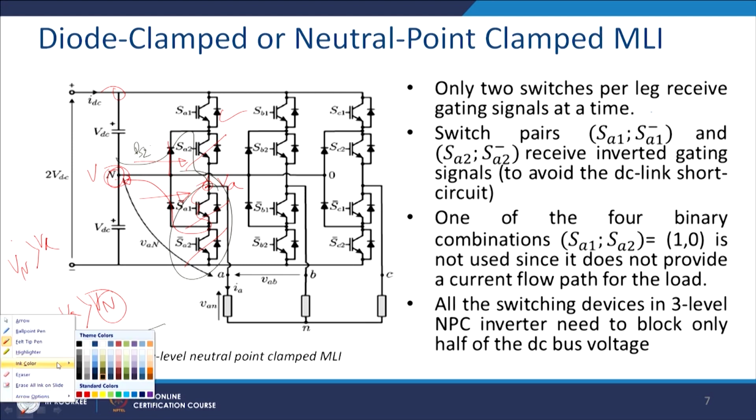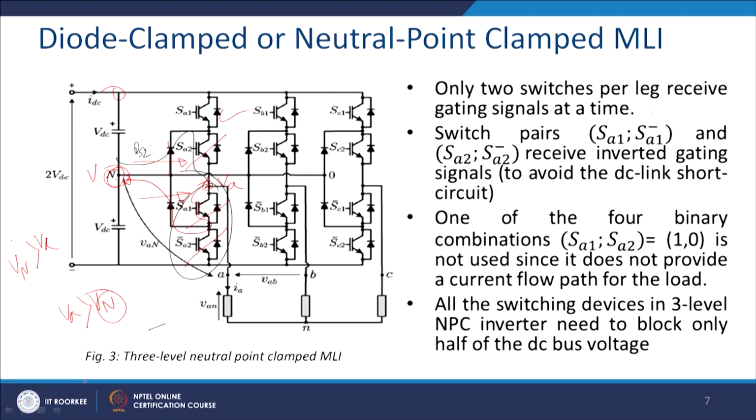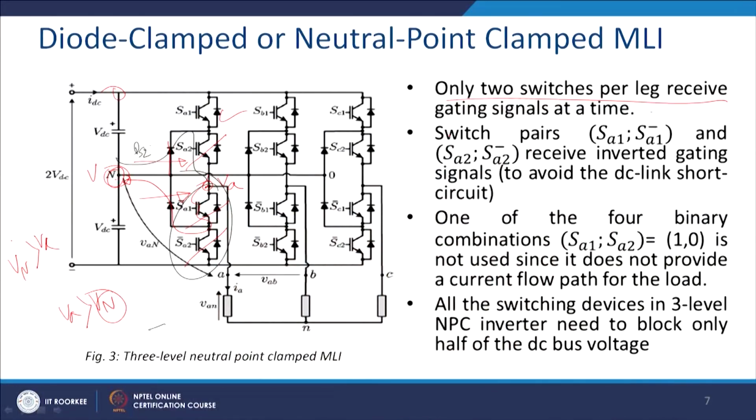Let me again change the color of the pen to red. Only 2 switches per leg receive the gating signals at a time. Switch pairs SA1 and SA2 receive inverted signals to avoid shoot-through in the circuits. One of the 4 binary combinations of SA1 and SA2 is not used, since it does not provide a current path to flow to the load.